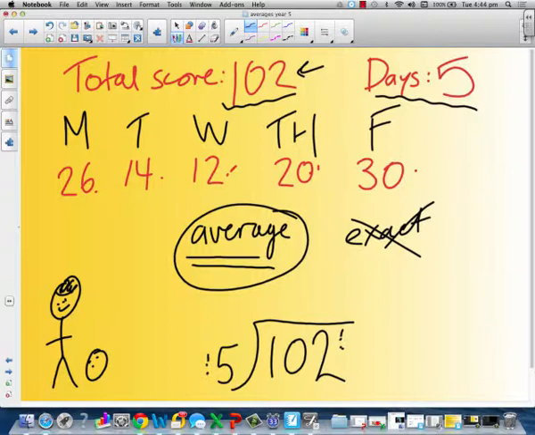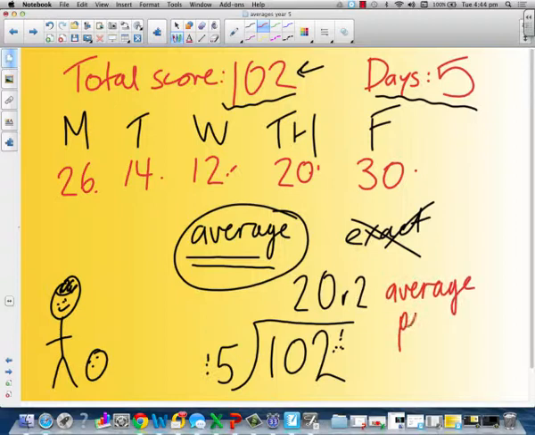Well, 5 into 102 goes, 5 into 10 goes twice, doesn't it? 5 into 2 goes 0 with a remainder of 2. So Bob's average score per day, what he's getting about every day, his middle score, is 20 remainder 2. That's his average per day.